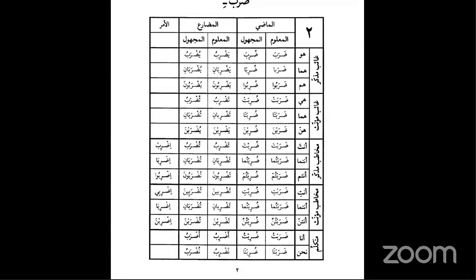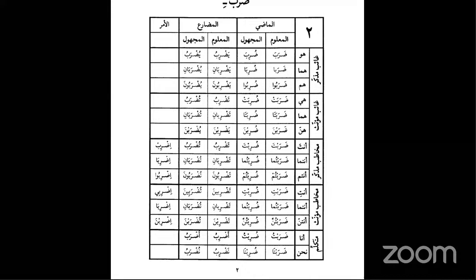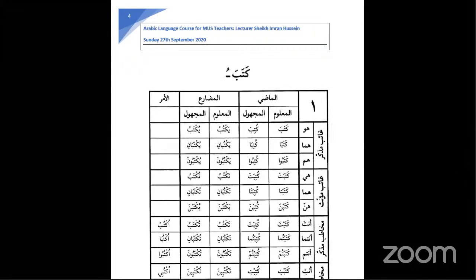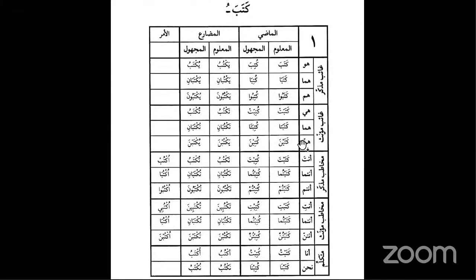Sheikh, one more question, please. We go to the first chart, kataba. How would we translate? We understood kutiba, it has been written, kutiba, both have been written, kutibu, all have been written. Then what happens when it comes to kutibat? She has been written? It has been written.